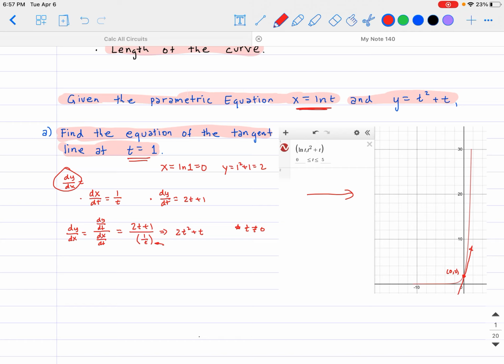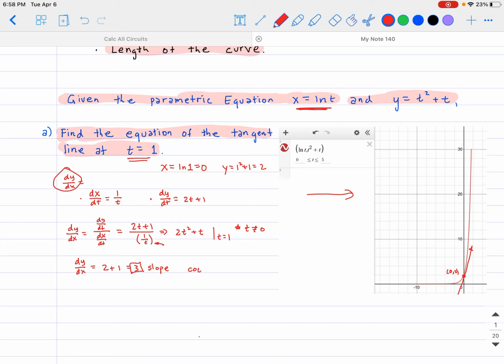Now, I want to find out what is the equation of the tangent line at t equals 1. So for what we solved for right there, we're going to go ahead and apply t equals 1, so plug that in literally. So dy/dx is going to be equal to, when t is equal to 1, 2 plus 1, and that is equal to 3. So we have our slope, and now we need the coordinate.